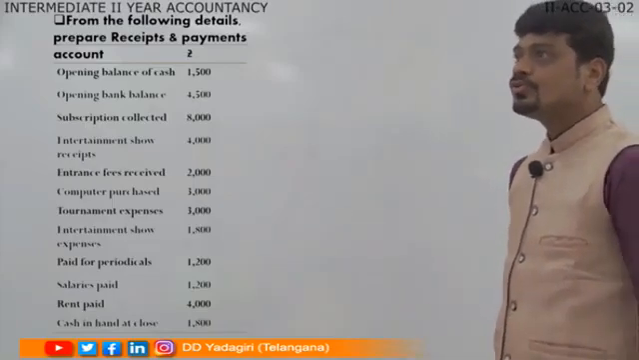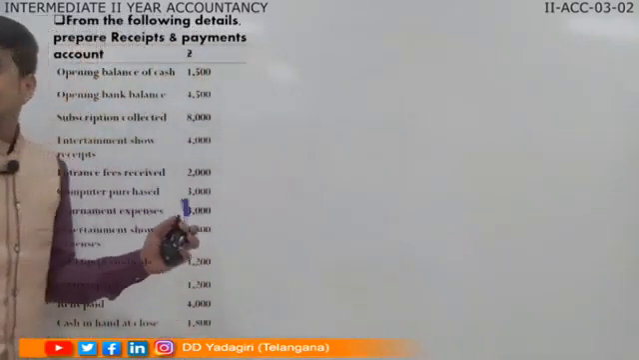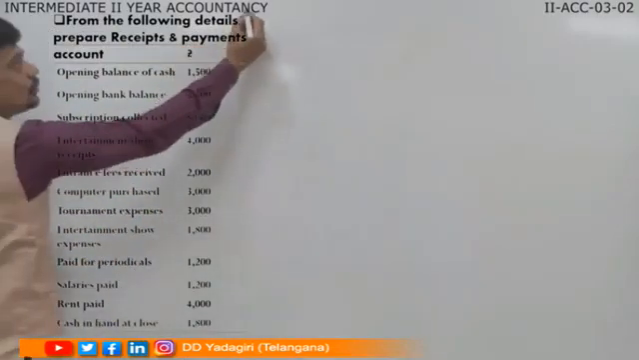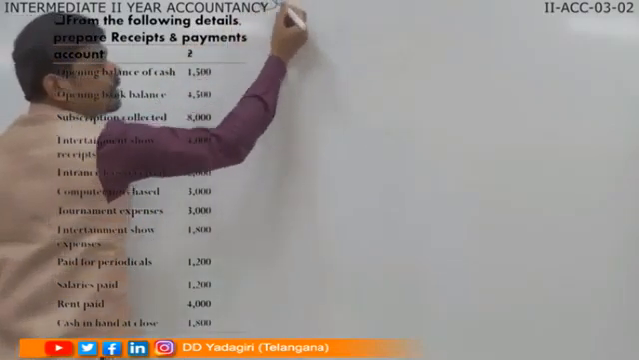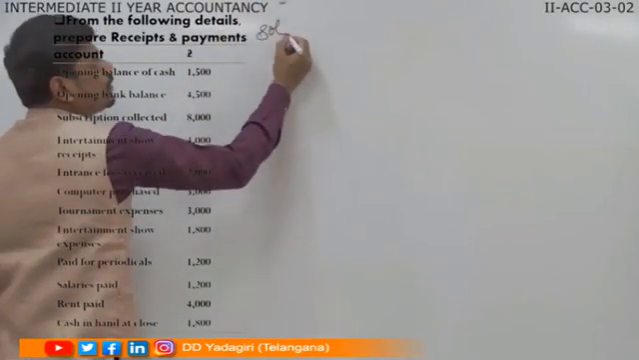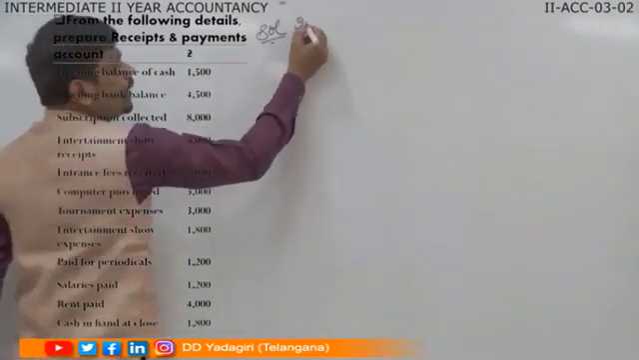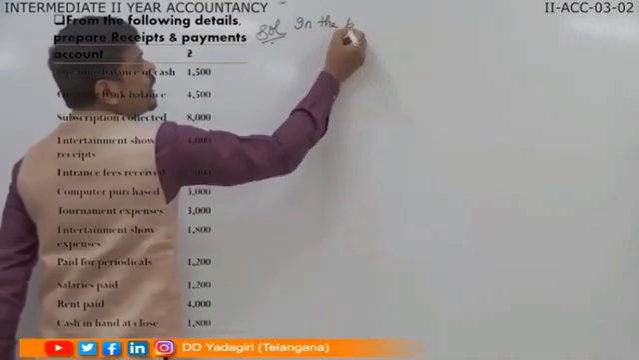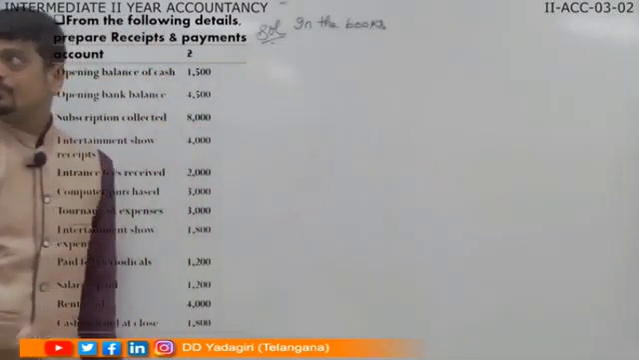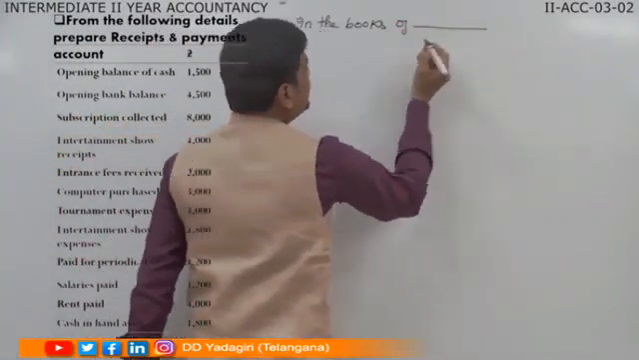How the solution should go now, that we are going to learn. So to do the solution, see on the blackboard how we are going to prepare the solution for this particular question. Here you are going to write as solution. Then first important thing is you are supposed to write the heading. Generally the students make the mistake of not writing the heading. So in the books of, name is not given, so just leave it.